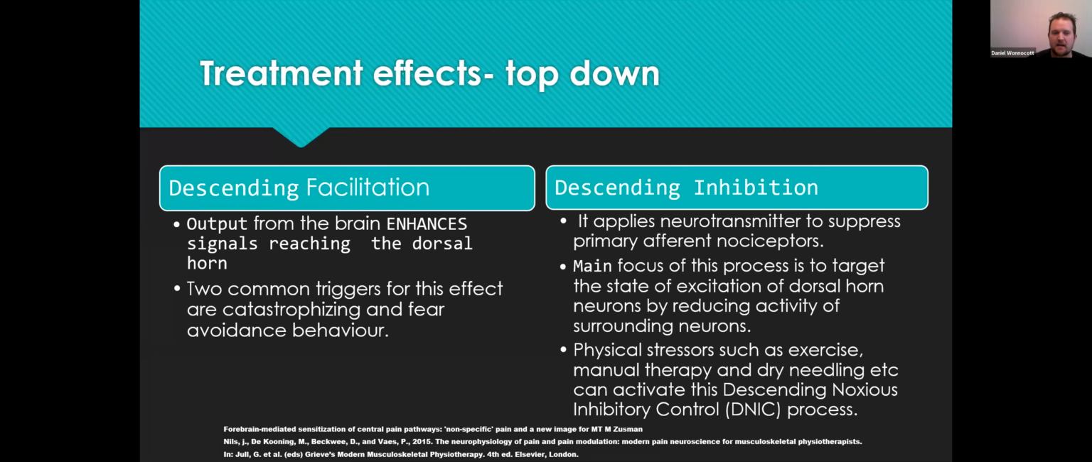So we can have things like descending facilitation. That's going to enhance the signals that reach the dorsal horn. It's basically going to let those messages coming from the tissue come in. So that's where people are really catastrophizing or they're scared of doing behaviors, any environment they engage in where they're fearful of that and they're concerned about that area of their body, they're going to be letting those messages in, because as far as the brain's concerned, that's really, really important. And then descending inhibition is basically neurotransmitters get released and they suppress that. So they're really good at blocking some of that nociception and letting those messages of feel good come back through.